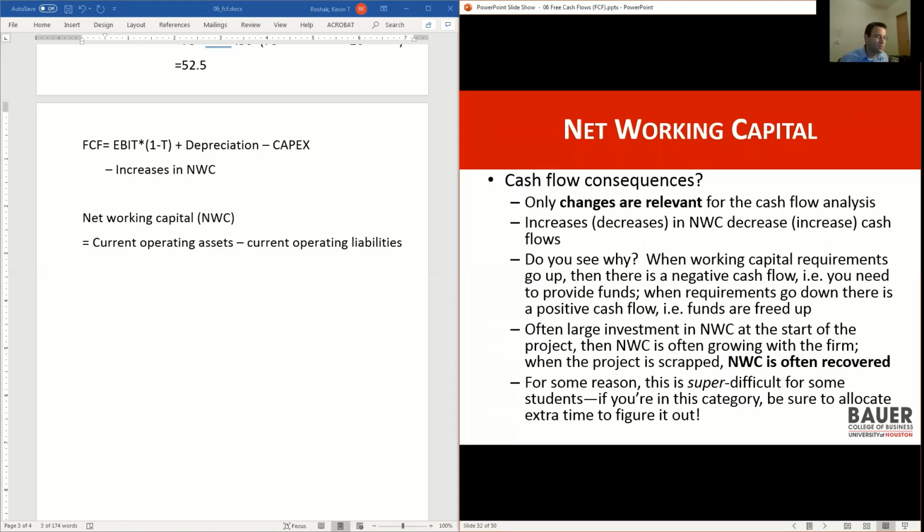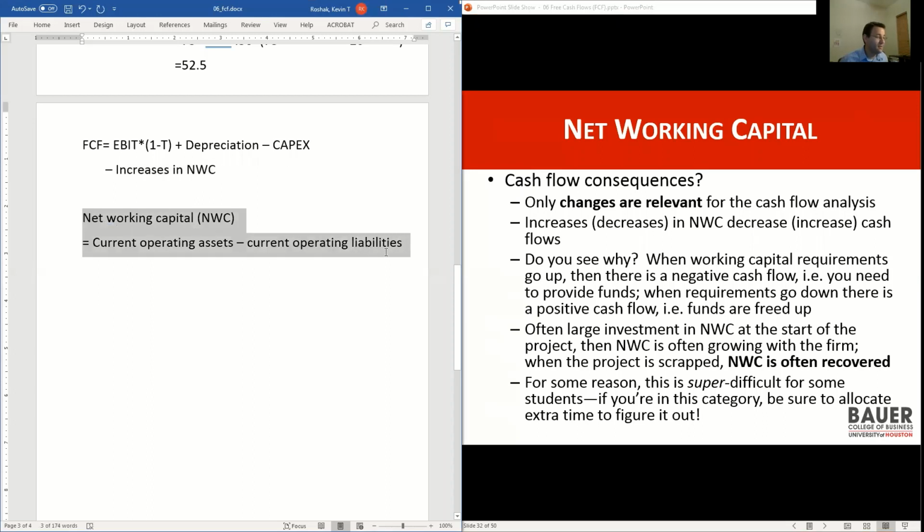So again, this is the most difficult part of free cash flows, I think, is dealing with net working capital. Just to show you why that is, we care about these increases in net working capital, but actually net working capital itself is a difference. So what we care about is the difference of a difference, right? So we care about the increase in net working capital. That's what shows up in the free cash flow formula. So that becomes an increase in the current assets minus the increase in the current liabilities. That's what affects your cash flows.